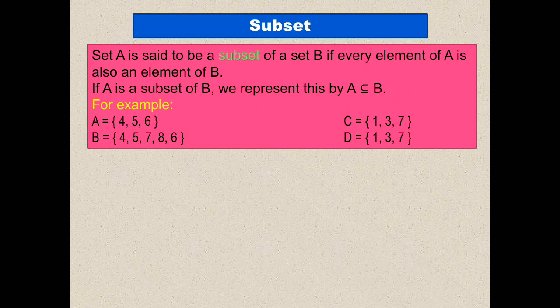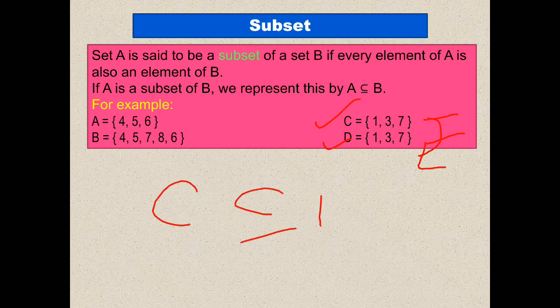Now let's take another example. Here you can see a set C and set D. The elements of set C are 1, 3 and 7, and the elements of set D are also 1, 3 and 7. So we can clearly see that the elements of C is present in set D. So we can say that set C is the subset of set D.